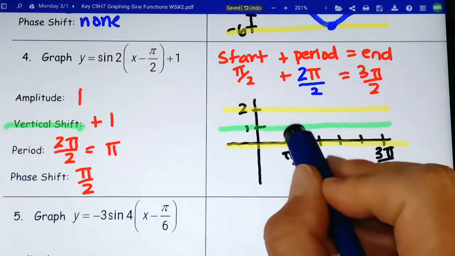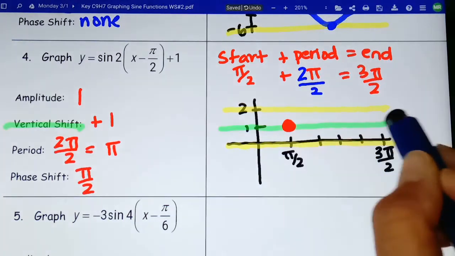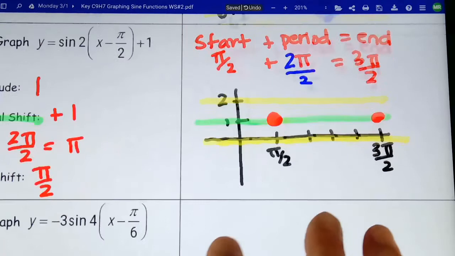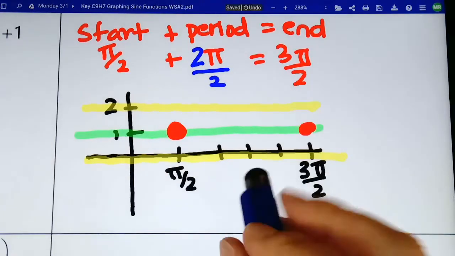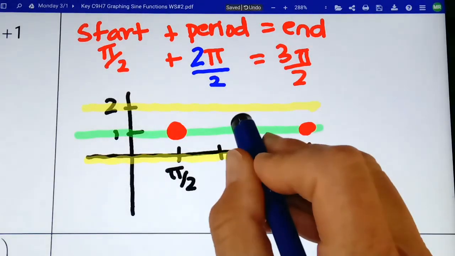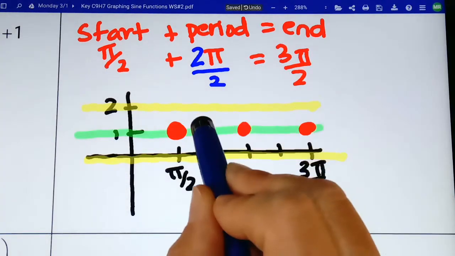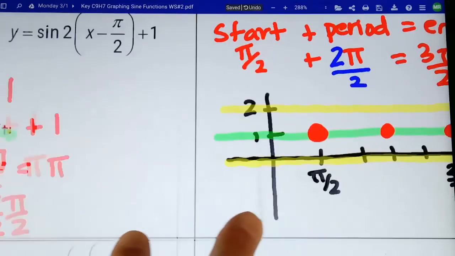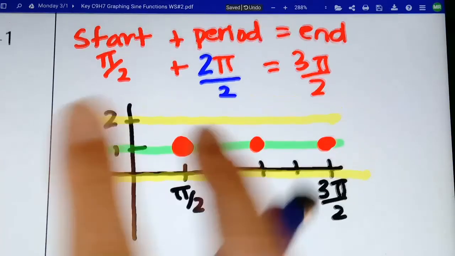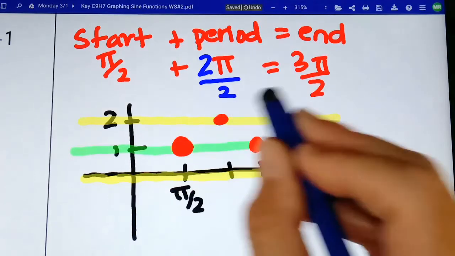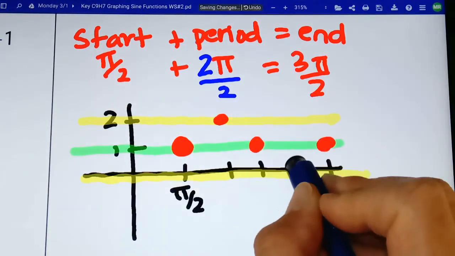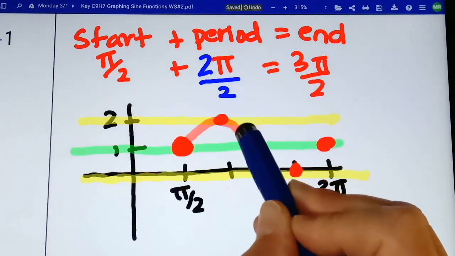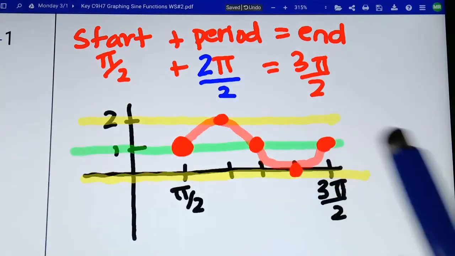I am going to be starting, my start is pi halves. I'm ending at 3 pi halves. So that's where my zeros are. Let me zoom in. And then halfway in between is going to be another 0. And then in between that, since this was, let me just double check that it was a positive, that means I am going to be going up 1. And then over here, halfway in between, I'm going to be going down 1. And then I'm going to connect. And that's my graph.